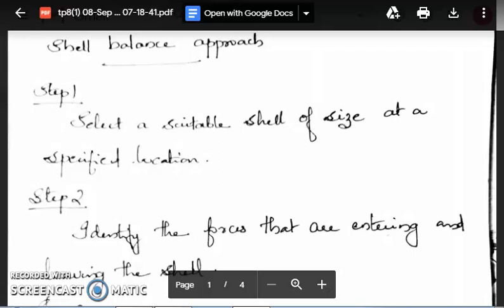Now we are moving to another section of our syllabus, that is the shell balance approach. For doing this shell balance approach or shell momentum balance approach, you have to understand certain steps and follow these steps for doing the derivations or problems. So the first step is we have to select a suitable shell of size at a specified location. That means we can explain it with a figure.